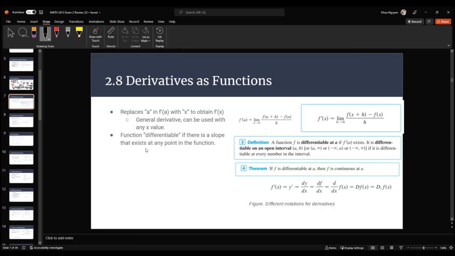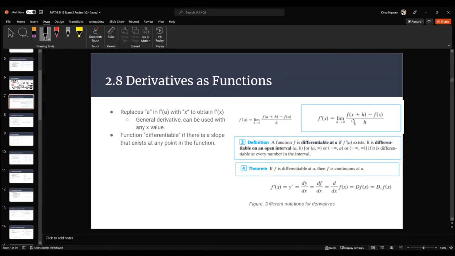And then 2.8 is also derivatives of functions, but this time you're going to be finding the general derivative of the function. So over here is the derivative at a specific value, so this is at a. As we saw earlier, this is like definition 4. And 2.8 asks you to find the general derivative of a function.